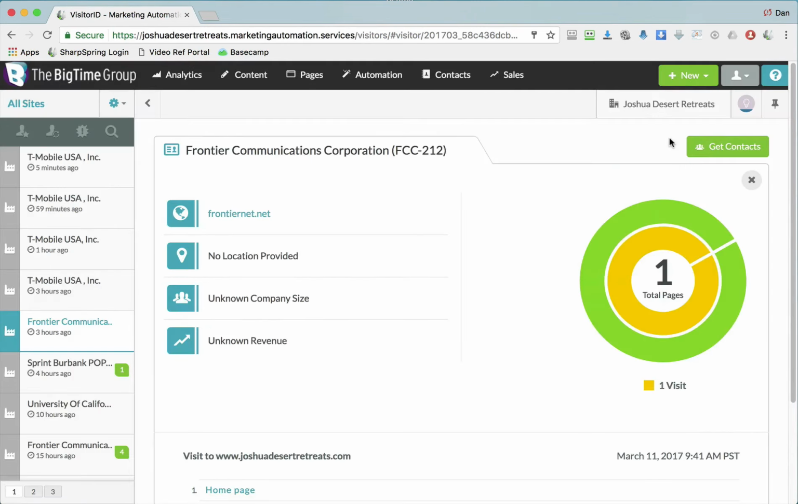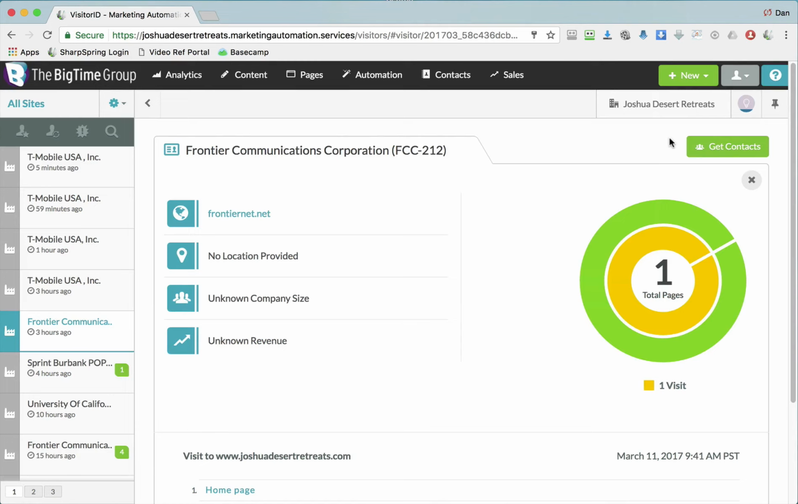We could send a special email just to Frontier and say, Bob Smith, whoever the anonymous visitor turns out to be, Bob Smith booked a room at Joshua Desert Retreats. We're doing a friends and family special. If you're a friend of Bob Smith, we'd love to have you visit us too. In this way, we're leveraging the experience that one person at Frontier Communications has, starting a little internal dialogue in the office about this cool place that Bob is going to, and the fact that other people in the office got an offer. We may develop an entirely new community of people who want to visit Joshua Desert Retreats.